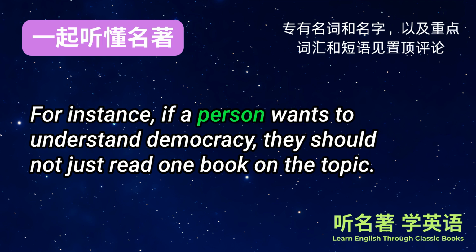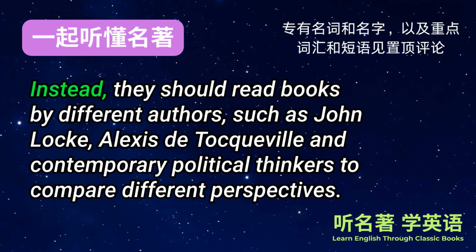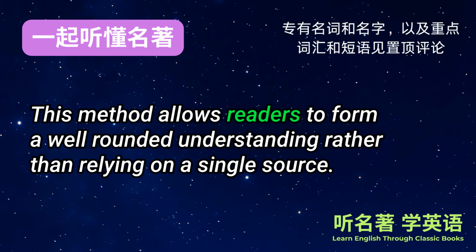For instance, if a person wants to understand democracy, they should not just read one book on the topic. Instead, they should read books by different authors, such as John Locke, Alexis de Tocqueville, and contemporary political thinkers, to compare different perspectives. This method allows readers to form a well-rounded understanding rather than relying on a single source.